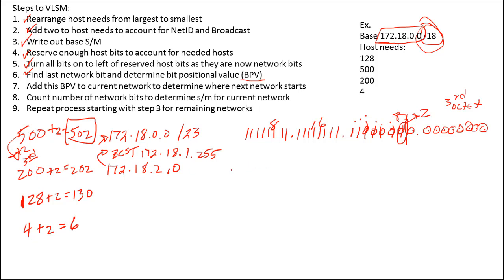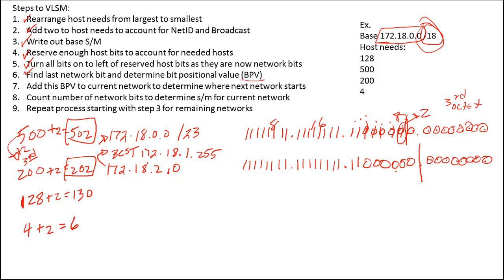Now we go back to our base to work on our next network. 1, 2, 3, 4, 5, 6, 7, 8, 9, 10, 11, 12, 13, 14, 15, 16, 17, 18, 19, 20, 21, 22, 23, 24, 25, 26, 27, 28, 29, 30, 31, 32. This time we're solving for 202. There's 2, 4, 8, 16, 32, 64, 128, 256.